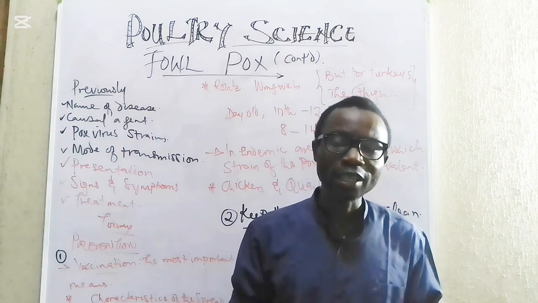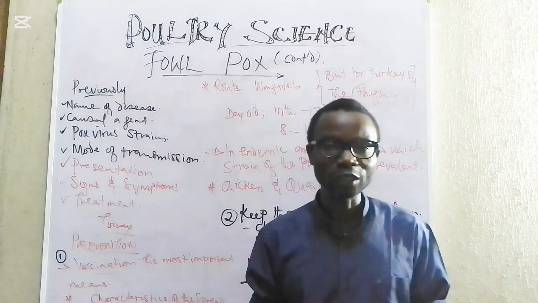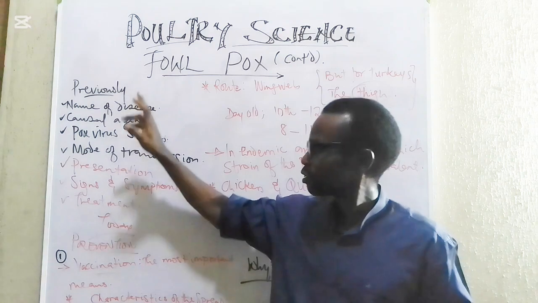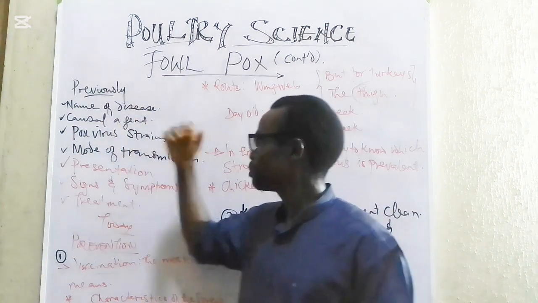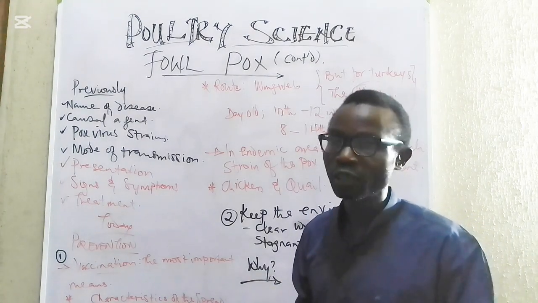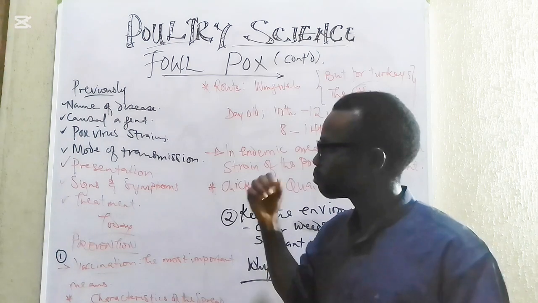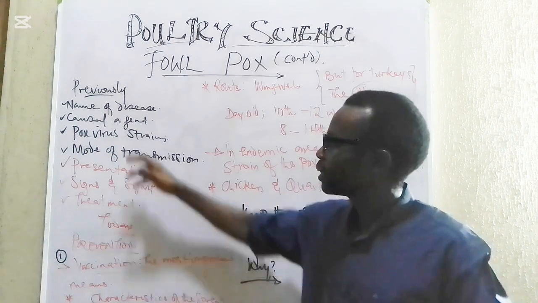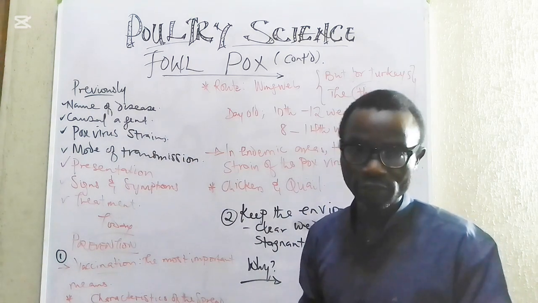Now we want to wrap up on fowl pox. We have started on it; this is the third class we'll be having on it. When we started initially, we named it: it's called fowl pox. Other names include chicken pox and quail pox. Then we also have the causal agent, which is the fowl pox virus.